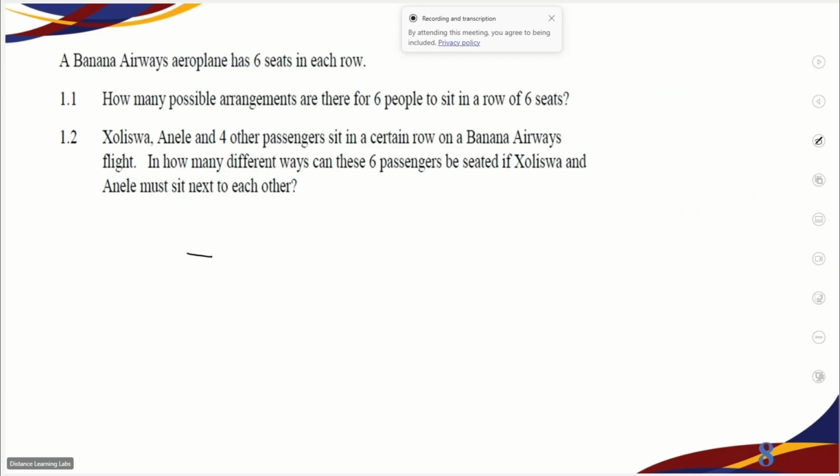1, 2, 3, 4, 5, 6. Then let the people compete for the chairs starting from the first chair. The number of people that would be competing for this chair would be 6. Any of the 6 can occupy that. If one of the 6 people occupied that, it leaves us with 5 for the second chair. It leaves us with 4 there, 3, 2, and 1. Remember, we said product of descending natural numbers from n to 1.